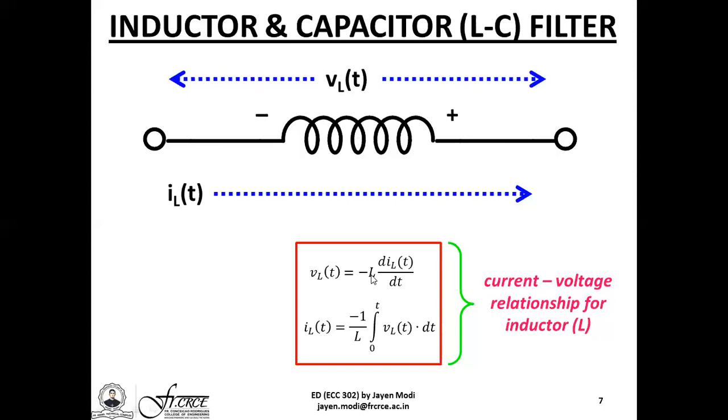The same equation in terms of current can be simply obtained by modifying the terms. So we get IL(t) is equal to minus 1 upon L integral 0 to t VL(t) dt. So these two equations are nothing but the current-voltage equations for the inductor L.